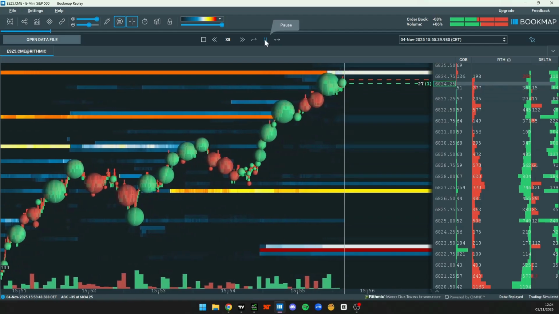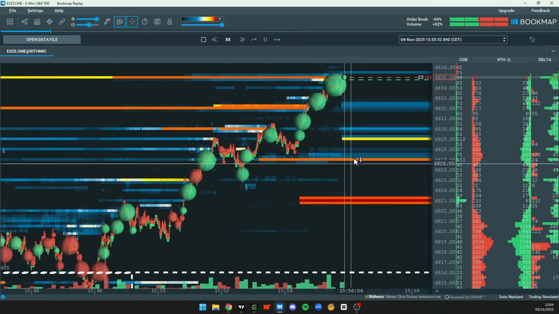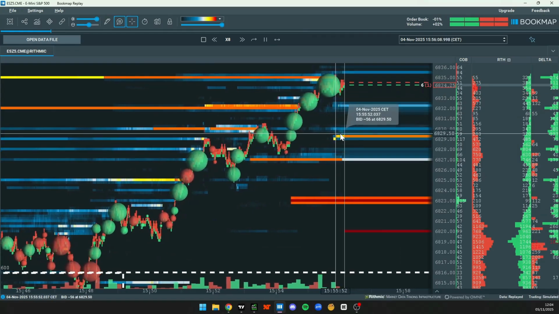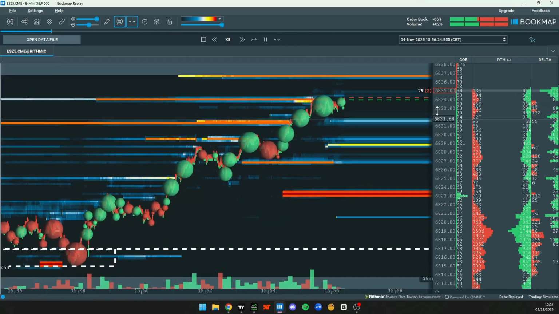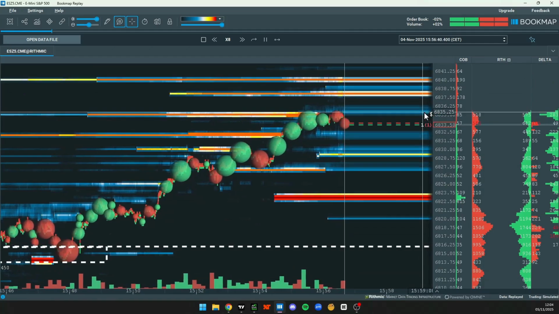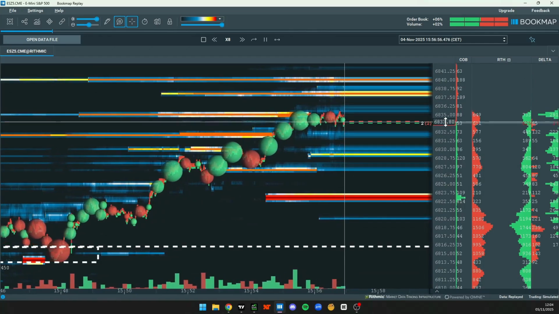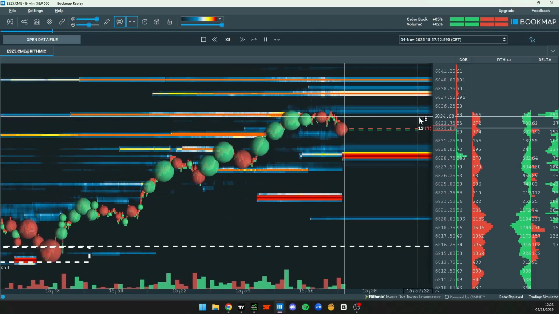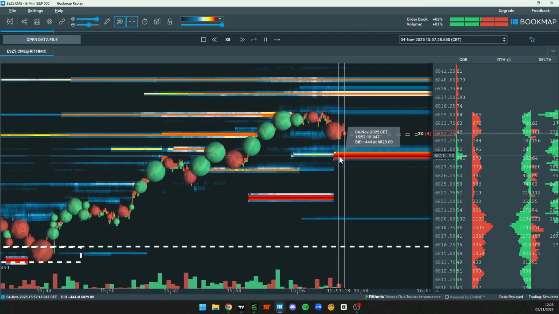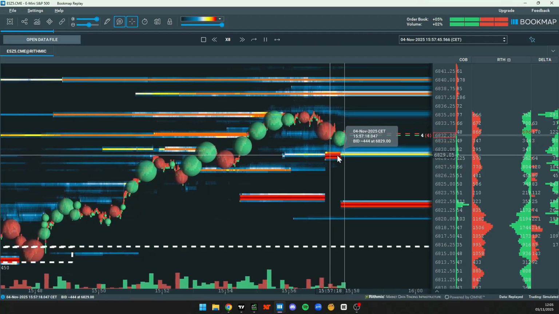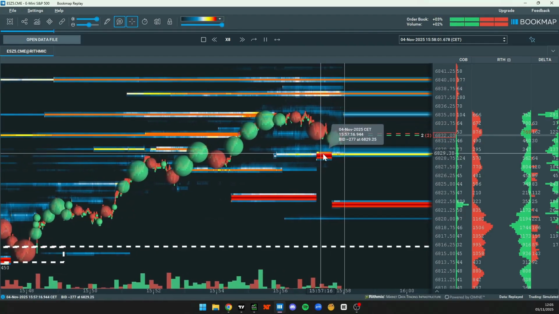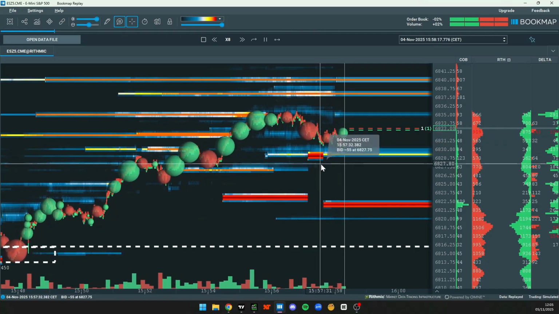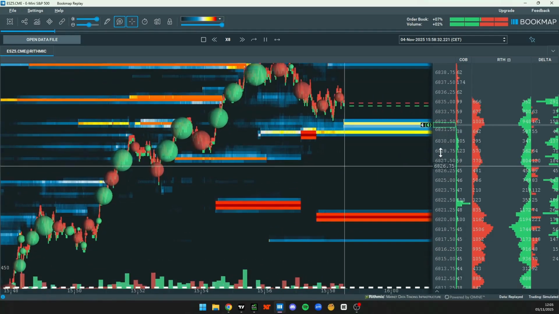There we go. Keeps going up. And that was just a beautiful trade. It's just filling all those offers, but the buyers are just way too strong. That's why price just keeps going up. You can see this bid popping up here, a massive bid, 444, 279. Yeah, just a little retrace.